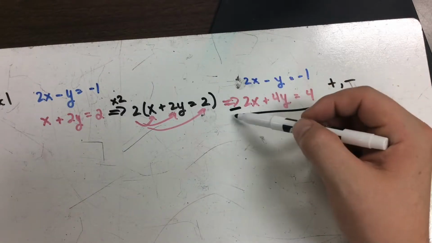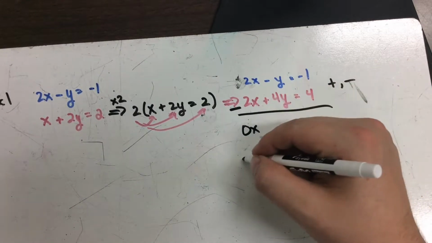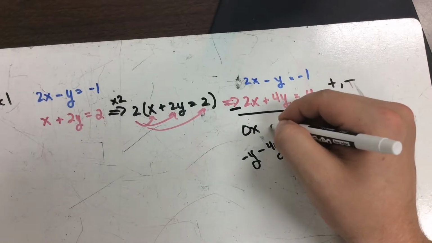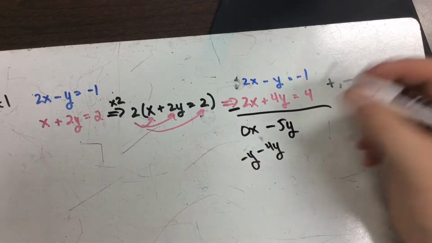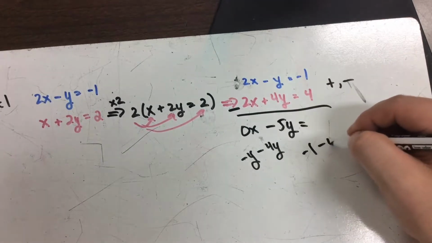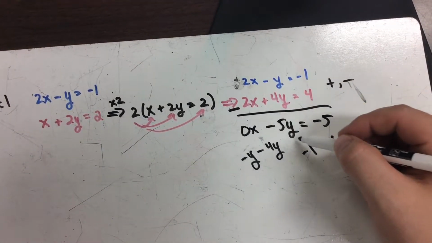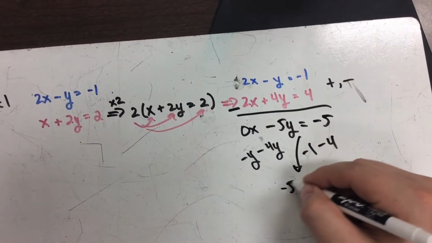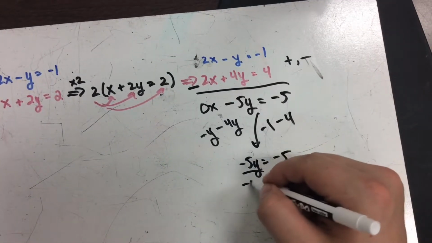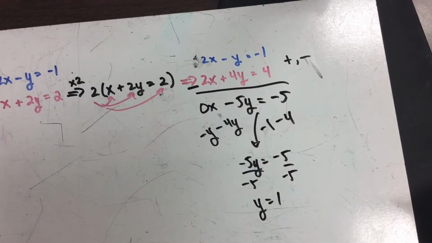So it's going to be 2x minus 2x is 0x. Now I'm going to have negative y minus 4y. This will give me a negative 5y. And this is going to equal negative 1 minus 4. Negative 1 minus 4 is negative 5. I'm going to keep working with this algebra here. I'll bring it down right here. You have negative 5y equals negative 5. I'm going to divide by negative 5 on both sides. This will give me that y equals 1.